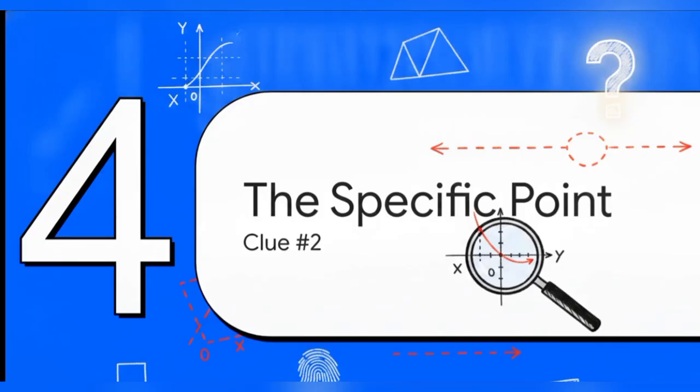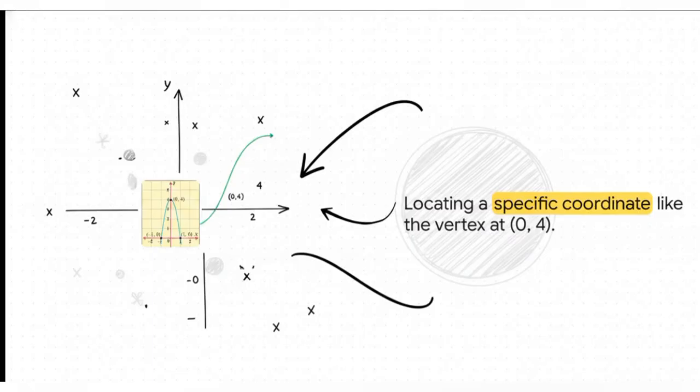So let's find it in part 4, clue 2, the specific point. To find that missing a, we need to go back to the scene of the crime, our graph, and find one more crucial piece of evidence. If you examine the graph again, you'll see we aren't just given the intercepts.